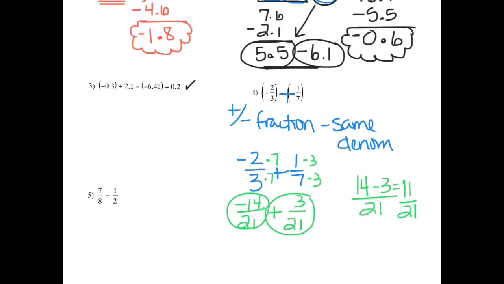Keep the sign of the bigger number. You'll notice that the bigger number is negative. So my final answer is negative 11 over 21. Can I reduce that? No, because 11 is prime and 11 does not divide 21 nicely.